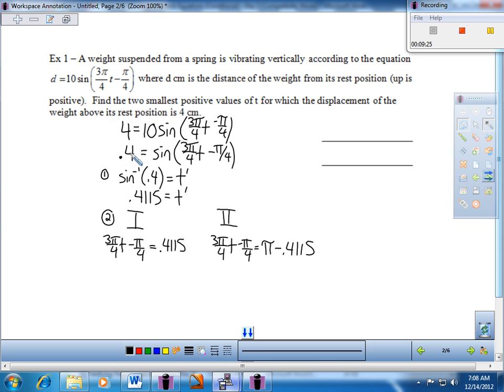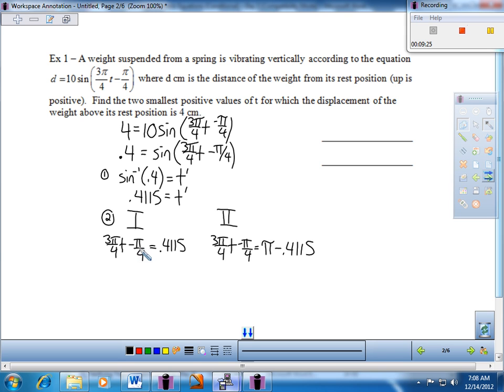Two angles that have a sine ratio of 0.4, this one in quadrant 1, this one in quadrant 2. So I do my split when I undo sine, and now I solve. Well, everyone, here's what I would ask. I don't have the step-by-step here, but I'm assuming everybody can pull this piece off.